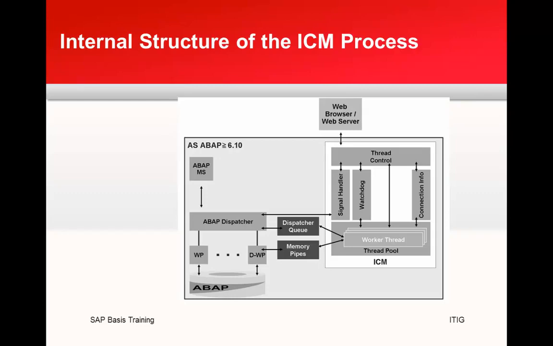In this particular slide the ICM process uses threads to process the created workload in parallel. Here you can see the different components of ICM: thread control, worker thread, the watchdog, the signal handler, connection info, and memory pipe. So what is the role played by these components?